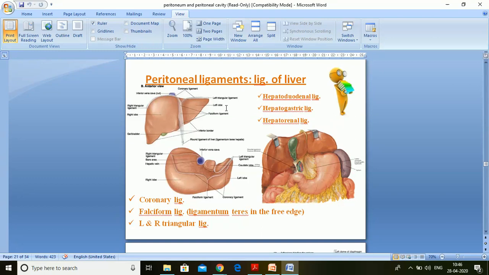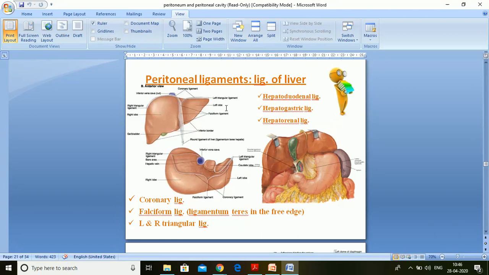Now, another variety of the peritoneum: it converts itself into peritoneal ligaments, helping to connect one organ to another organ. Examples are the hepatoduodenal ligament, hepatogastric ligament, hepatorenal ligament, coronary ligaments, falciform ligament, ligamentum teres and the right and left triangular ligaments. These are the ligaments that connect two organs within the peritoneal cavity. So the peritoneum is not only meant for forming omentums and sacs, but it also interconnects the organs present within the peritoneal cavity.